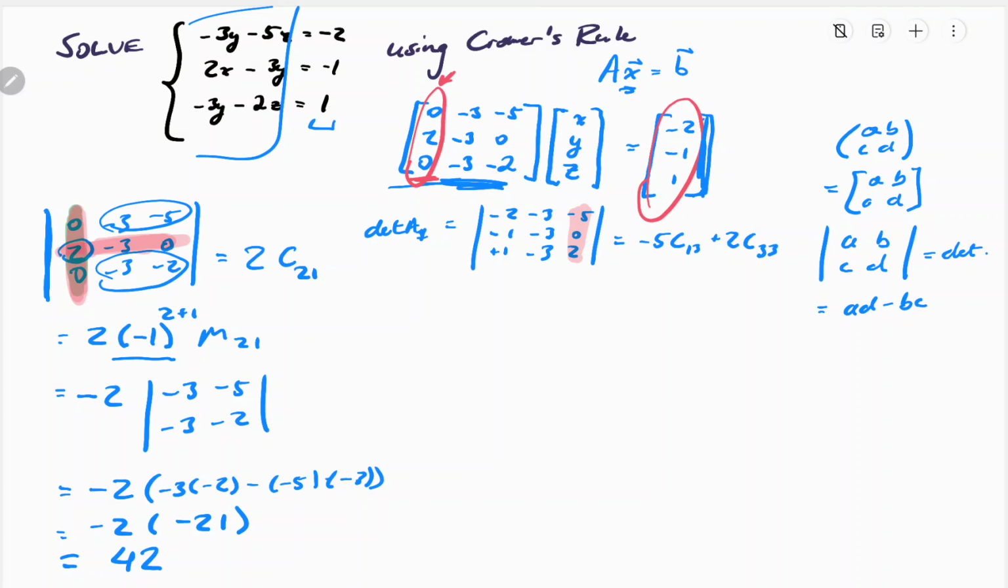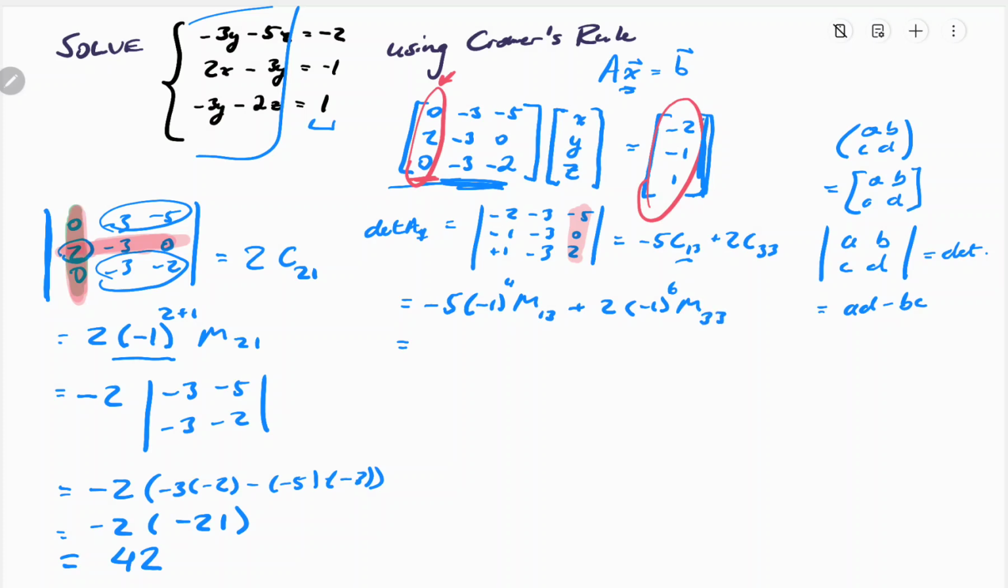So that gives us -5 times -1 to the 4th, because 1 plus 3 is 4. We're going to add 2 times -1 to the 6th. So that will get rid of any sign changes. Oops, I think I forgot a step, sorry. Each of these are going to be multiplied by the minor at that position.